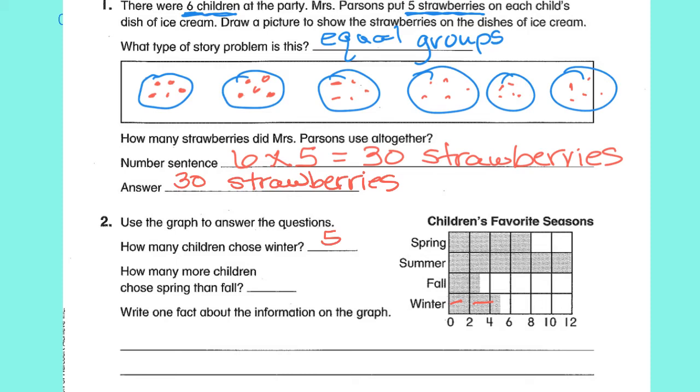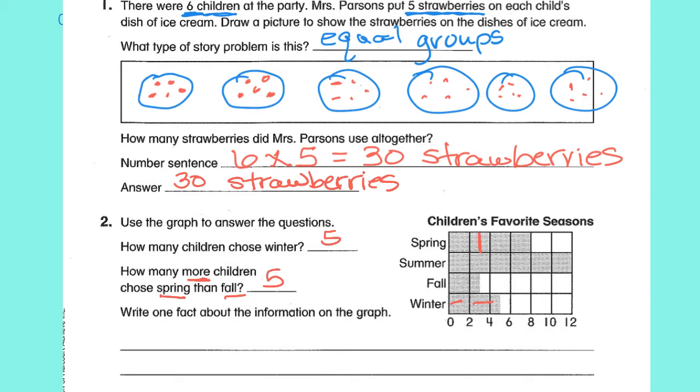All right, now we're going to focus. How many more children chose spring than fall? So we're going to look at fall, and then we're going to look at spring. We're going to see that fall's right there. So how many more children chose spring? Get ready. Yes, 5.